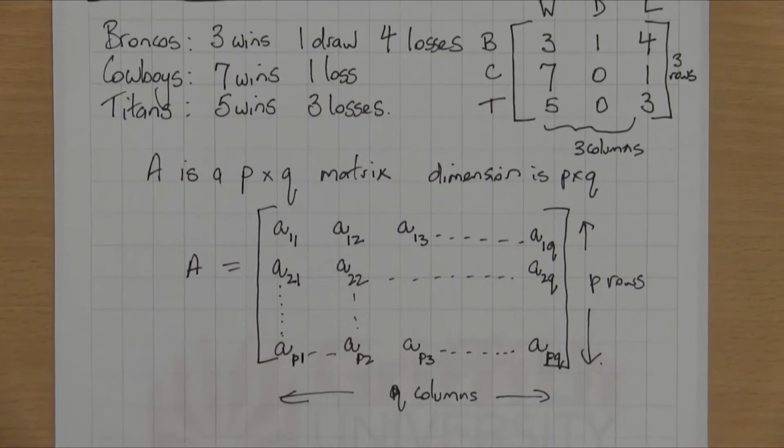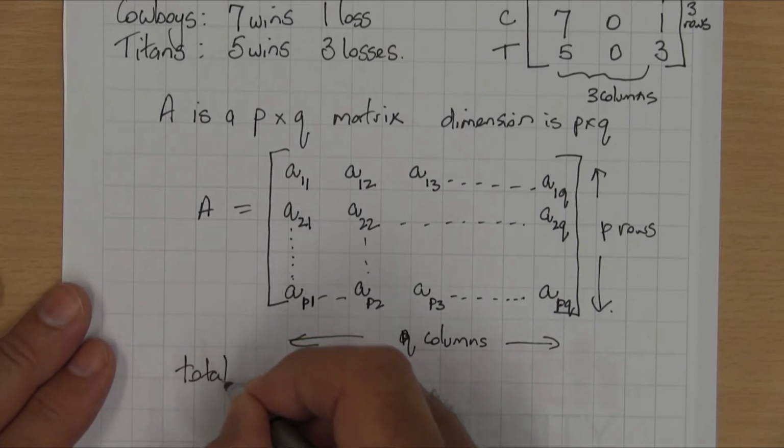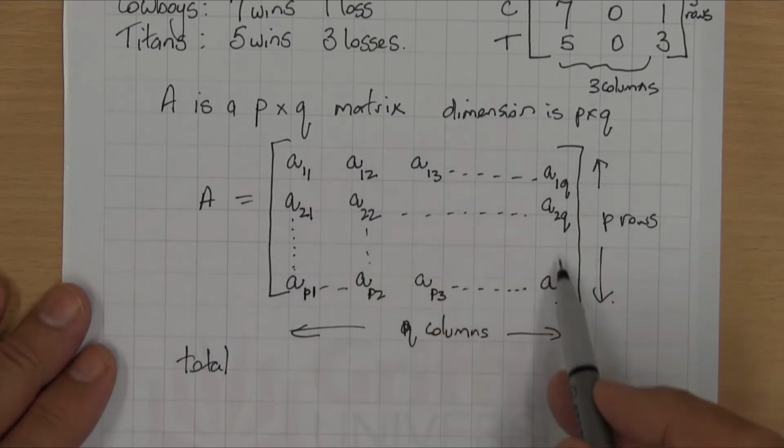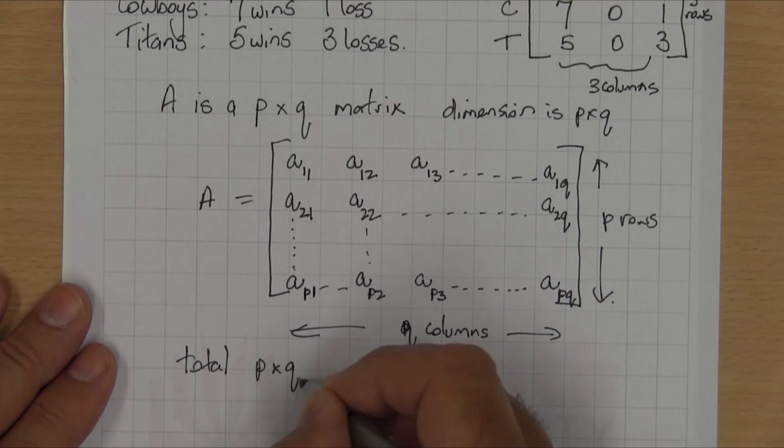Okay. How many entries would there be in total? How many different values would be in there? Entries. So there would be P multiplied by Q entries.